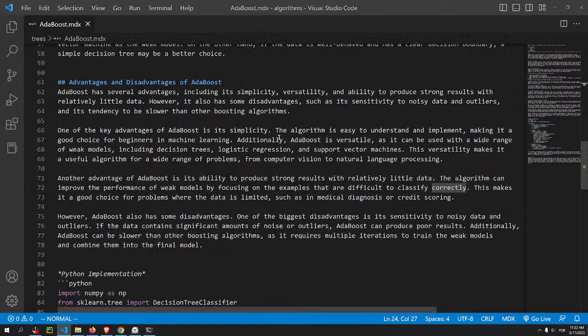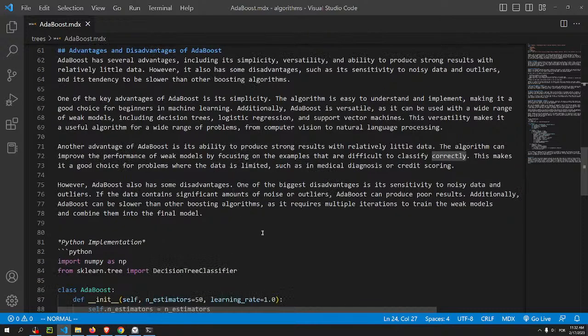Advantages and disadvantages of AdaBoost. AdaBoost has several advantages, including its simplicity, versatility, and ability to produce strong results with relatively little data. However, it also has some disadvantages, such as its sensitivity to noise, data, and outliers, and its tendency to be slower than other boosting algorithms. One of the key advantages of AdaBoost is its simplicity. The algorithm is easy to understand and implement, making it a good choice for beginners. AdaBoost is versatile, so it can be used with a wide range of weak models, including decision trees.